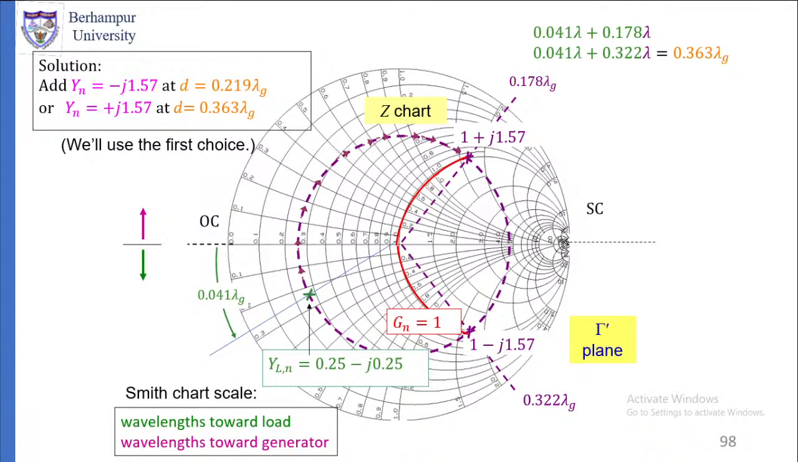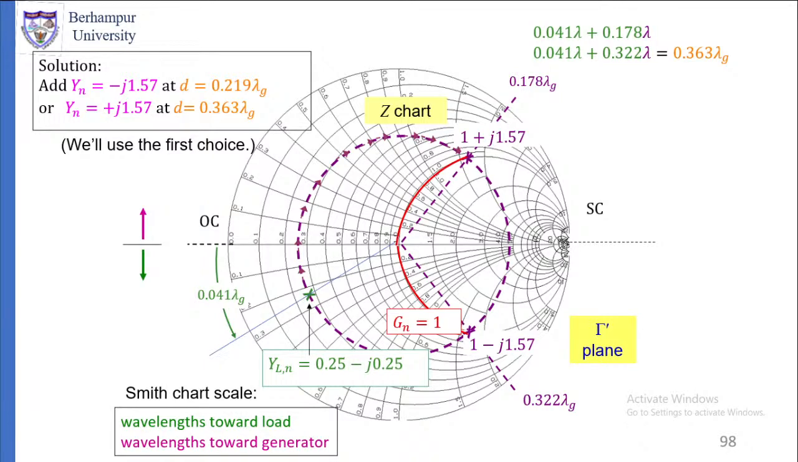Now once we know what is the YL in point, step number 2 is to draw the constant VSWR circle. How to draw the constant VSWR circle? Take the center of the Smith chart as the center of the circle, then draw a circle of radius R, such that R is equal to the distance from the center of the Smith chart to the normalized impedance point.